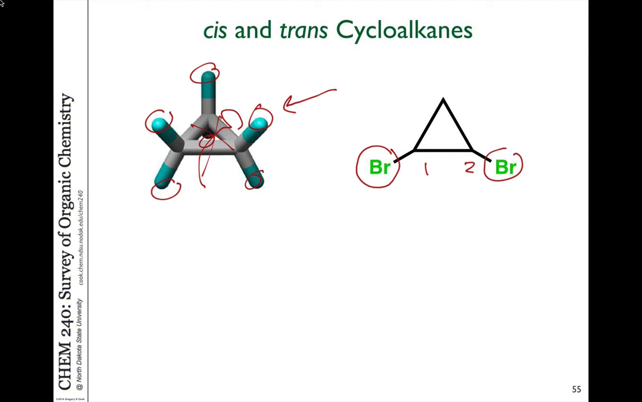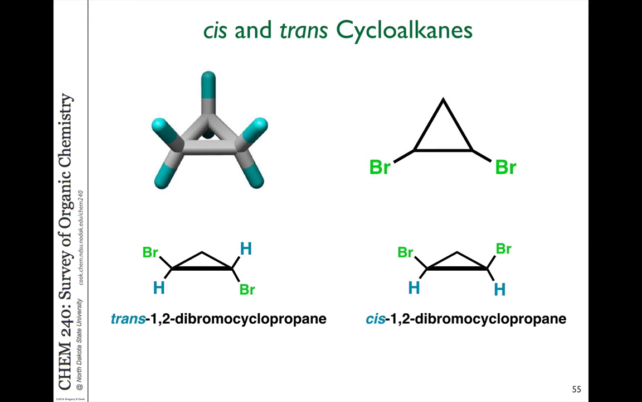So what happens if we place the bromines on different sides of the ring relative to each other? Well, let's take a close look at that. Here are two different compounds, actually, with the bromines attached to the exact same carbons. They're 1,2-dibromocyclopropane for both of these. However, in the case on the left, one bromine is on the top side of the ring, and one bromine is on the bottom side of the ring. When they are on opposite sides, we refer to this as the trans compound. So that's a new term for you, trans meaning opposite sides.